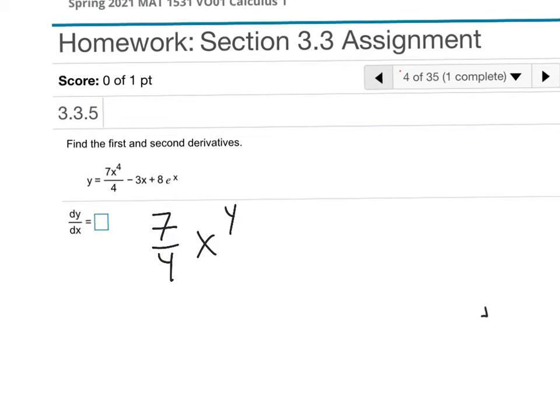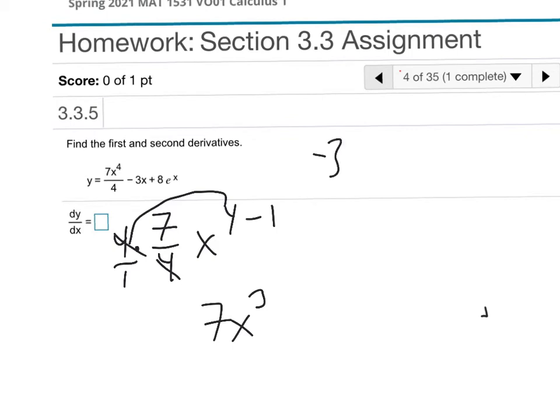So this piece is a power function. I'm going to just bring the 4 down in front, multiply by what's there, and take away 1. So 7 divided by 4 times 4 over 1, those 4's cancel out, thank goodness. I'm left with 7. 4 minus 1 is 3. So that's the derivative of the first piece.